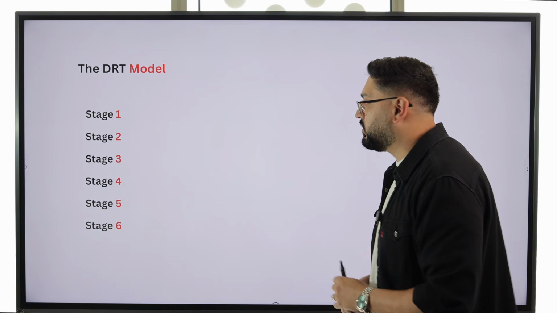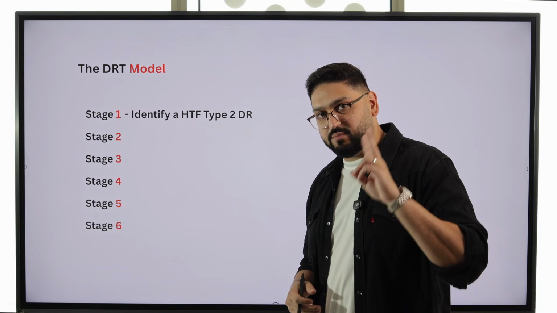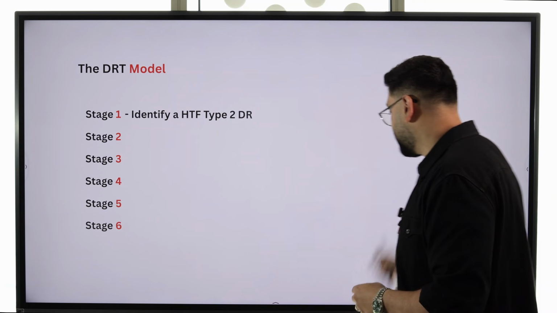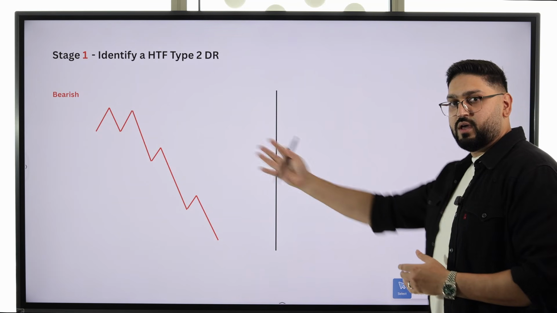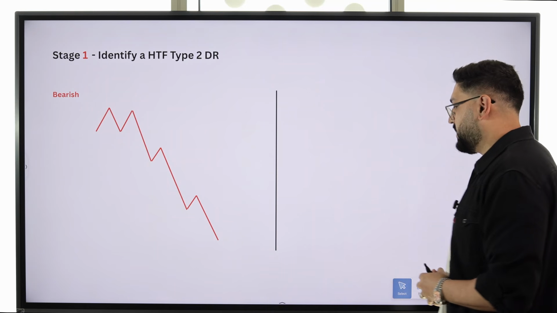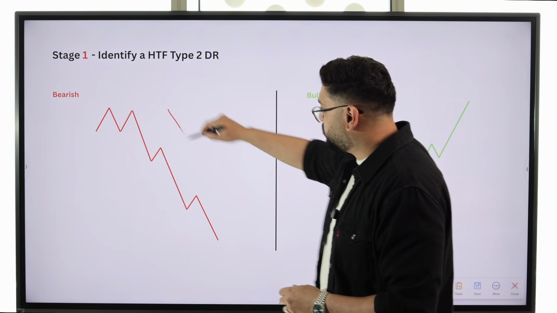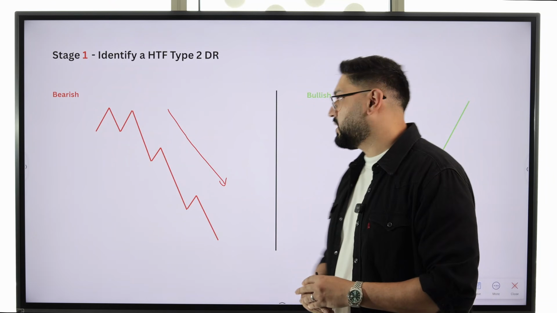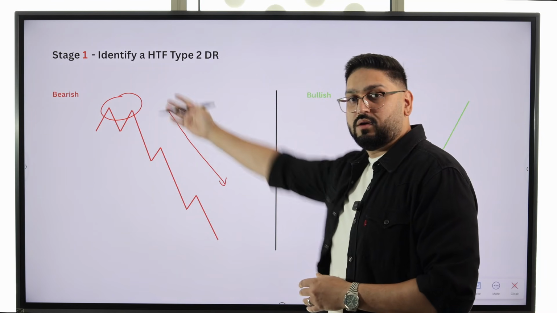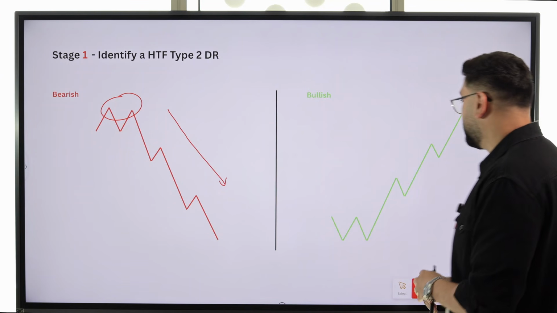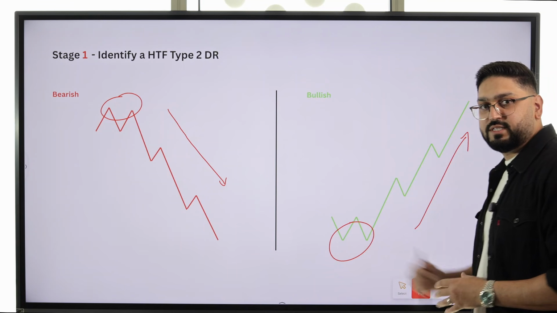And for this specific model, stage 1 is going to rely on identifying a higher time frame type 2 dealing range. So let's explore this a little bit more. Of course, there are two types of type 2 dealing range. We have a bearish type 2 dealing range and we have a bullish type 2 dealing range. As you can see with a bearish dealing range, we are traveling lower, and the main characteristic in this type 2 dealing range is that we have equal highs or relative equal highs above the market. And on a bullish type 2 dealing range, we are trending higher. Below the market, we have equal or relative equal lows.